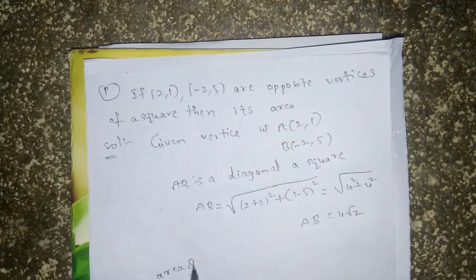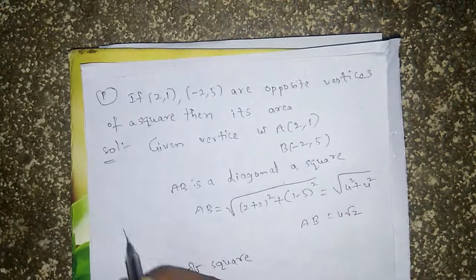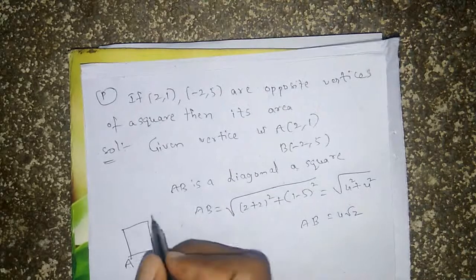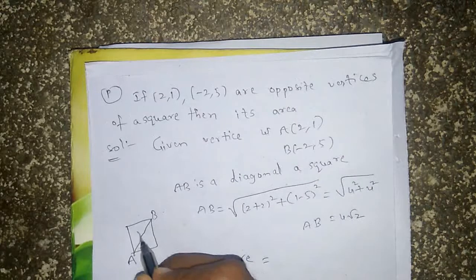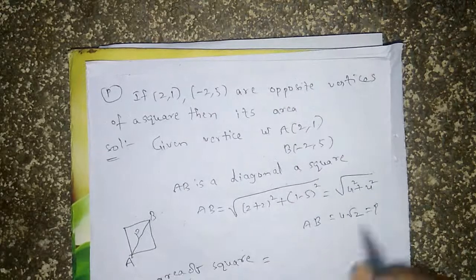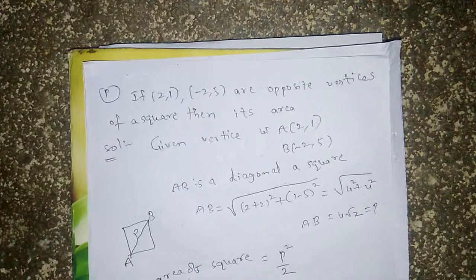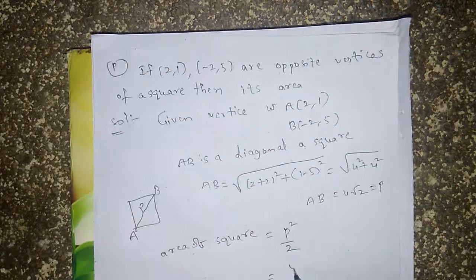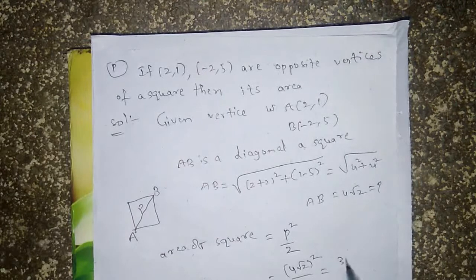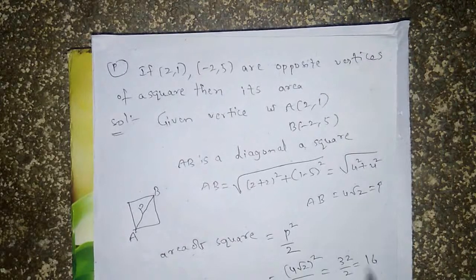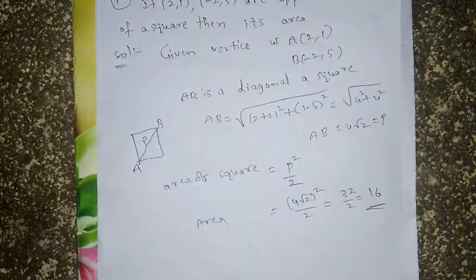Area of square. So here diagonal is given. Let this be P. When diagonal is given, area of square is P square by 2, that is (4 root 2) whole square by 2. (4 root 2) whole square is 32 by 2, that is equal to 16. Area of square is 16 square units.